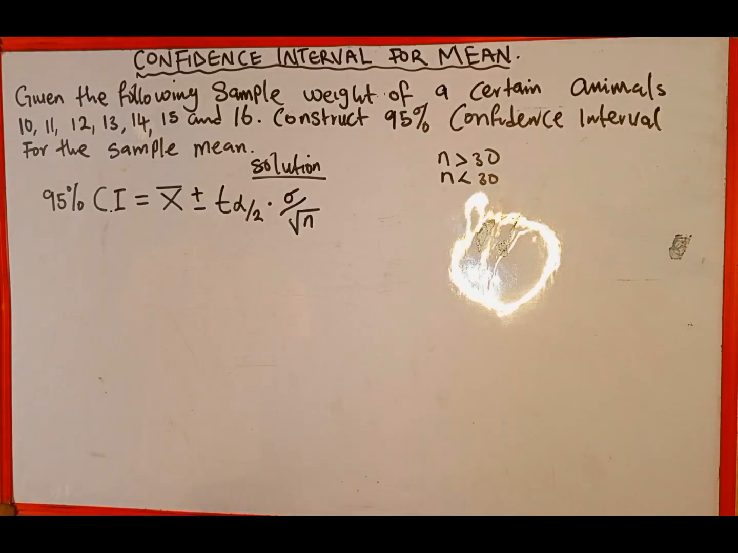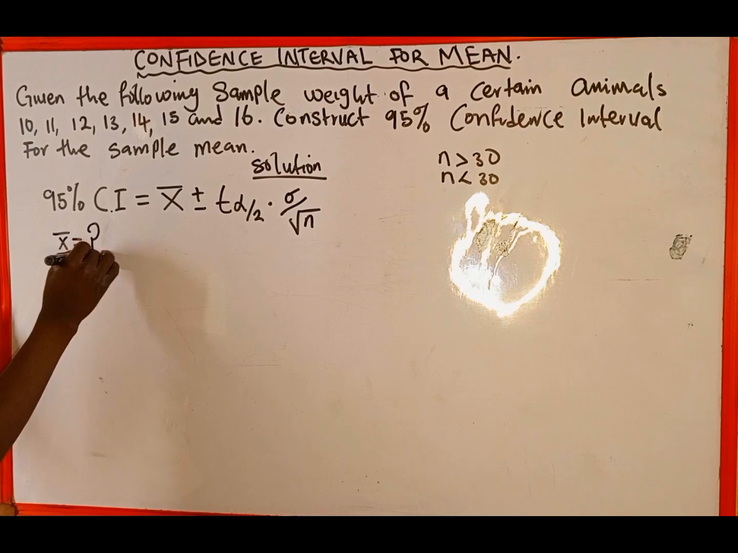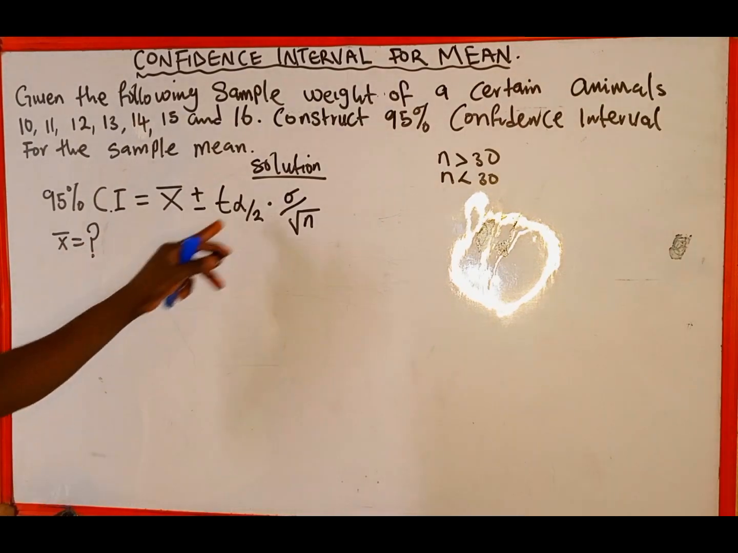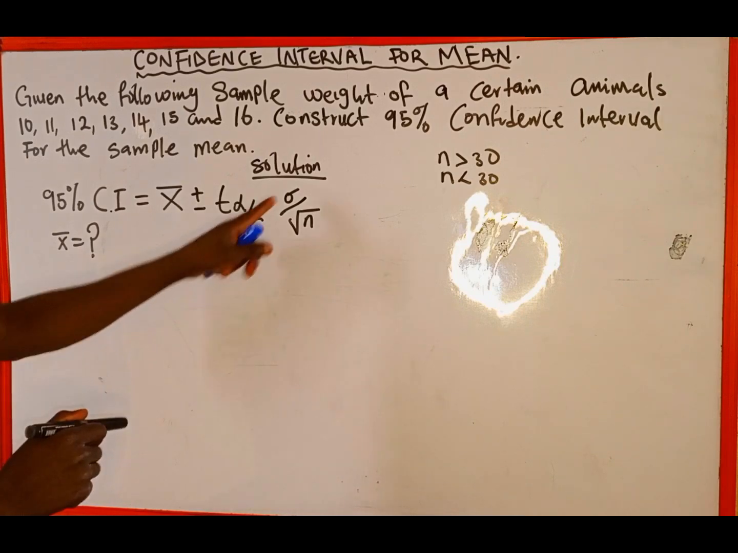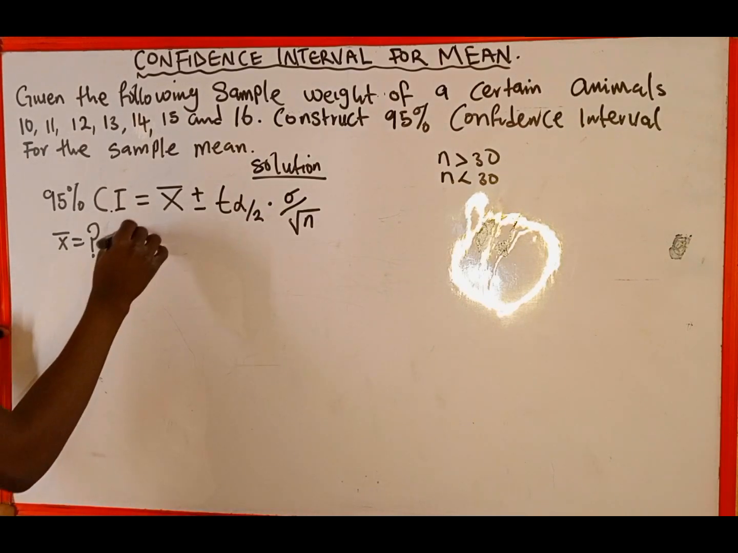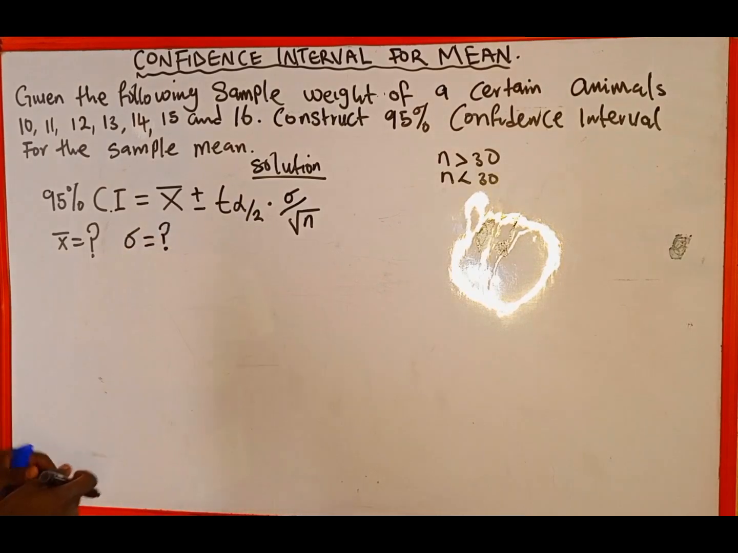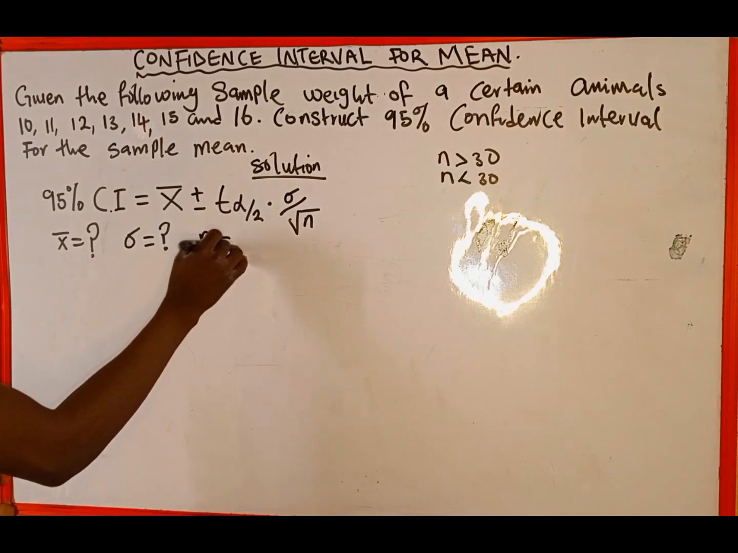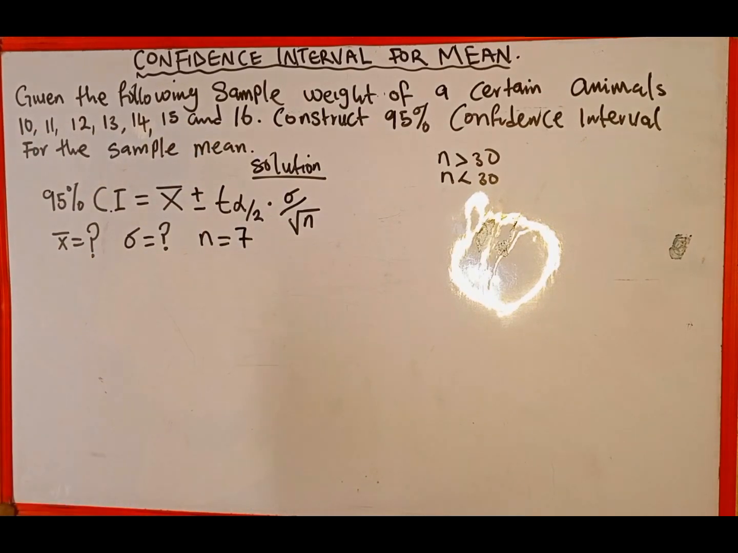So from the question, x bar, which is the mean, is not given. We're going to look for x bar, and also the t distribution table; we're going to read the table to get that value. Also the standard deviation, which is represented as sigma, is not given from the question, but our n, which is the sample size, is given. We have 7 samples, so our n is equal to 7.